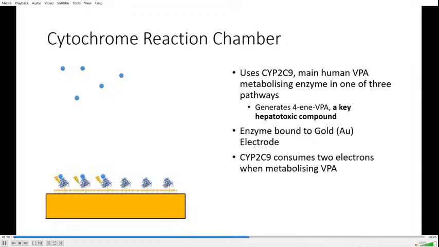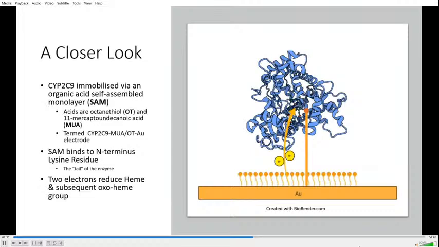Now, to look a little closer at how this enzyme is immobilized, we need to look at a self-assembled monolayer, which will covalently bind the tail of the enzyme. And this binding occurs in such a way that the conformation, or shape, of the enzyme is not altered, and the orientation of the enzyme opens up an iron group to receive the electrons freely from the electrode.